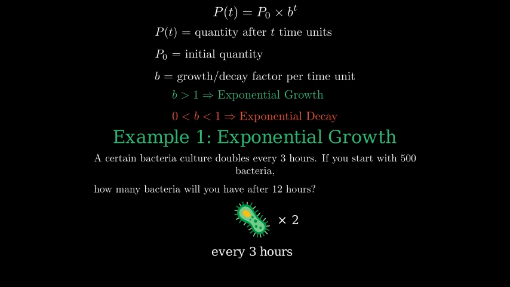Thus, our model is p of t equals 500 times 2 to the power of t over 3. Or, equivalently, p of t equals 500 times the cube root of 2 to the power of t.